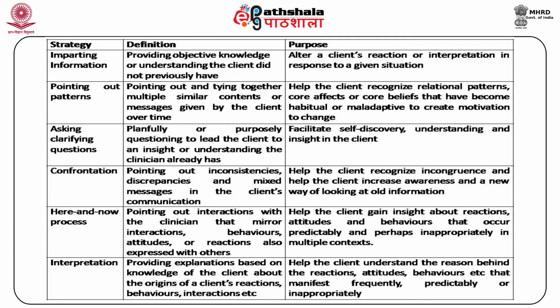The first strategy is imparting information, which is defined as providing objective knowledge or understanding the client did not previously have. The purpose of this strategy is to alter a client's reaction or interpretation in response to a given situation. The second strategy is pointing out patterns. The definition of this strategy is pointing out and tying together multiple similar contents or messages given by the client over time. The purpose of this is to help the client recognize relational patterns, core affects or core beliefs that have become habitual or maladaptive, to create motivational change.